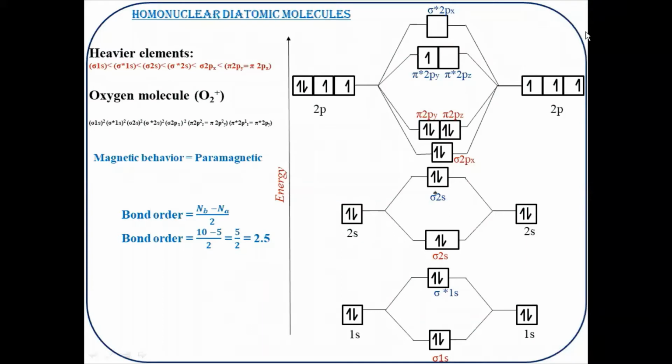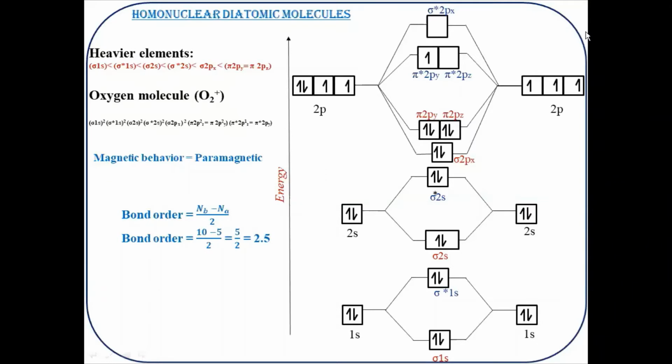So we have bond order equal to (10 minus 5) over 2, wherein 5 electrons have come from the respective anti-bonding molecular orbitals. That is, sigma star 1s gives us 2 electrons, and sigma star 2s, of course the anti-bonding molecular orbital, gives us 2 electrons. So 2 plus 2 makes 4, and 1 electron from the pi star 2py orbital. So in all, we have 5 electrons from the anti-bonding molecular orbitals. That makes the bond order 2.5.